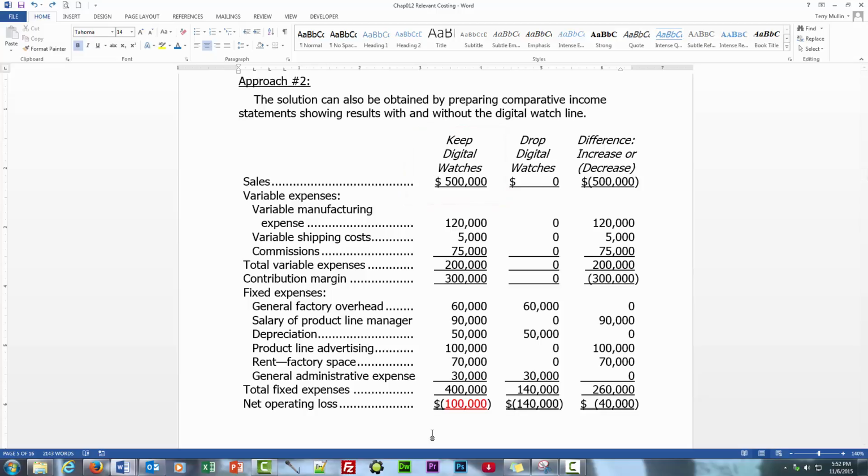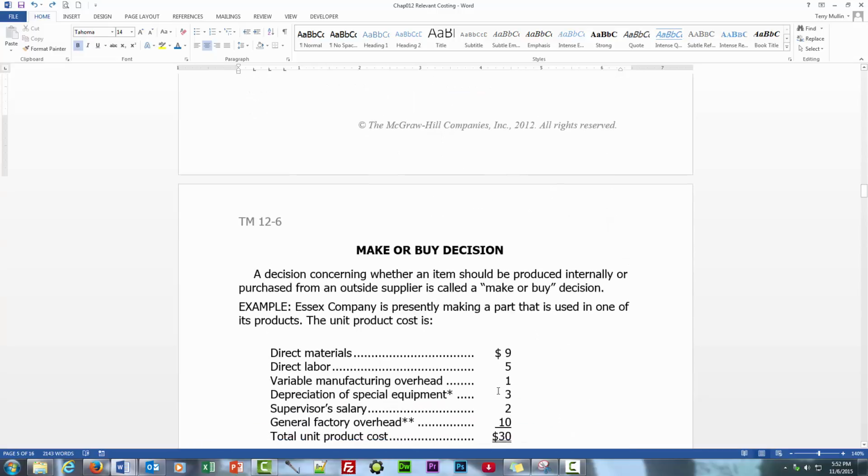So prior to this chapter, you look at this and you'd say, oh, you're losing $100,000, quit making them. That's why we have this chapter. That's not necessarily true. You have to look at what costs are avoidable for decision-making purposes. Let's move on then to make or buy.